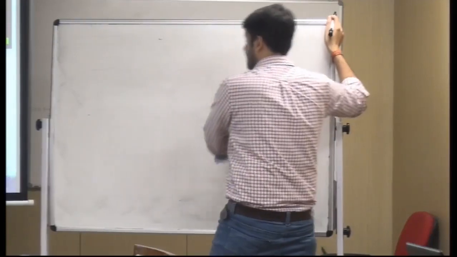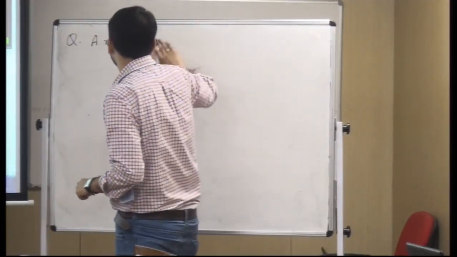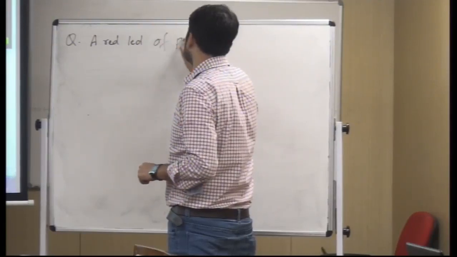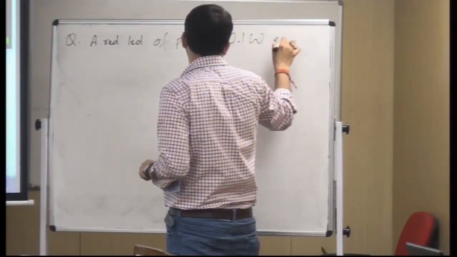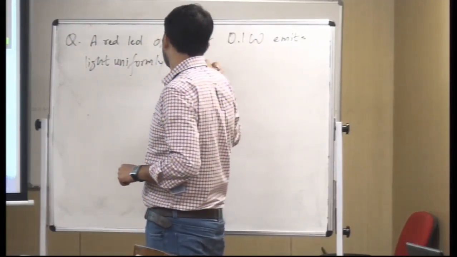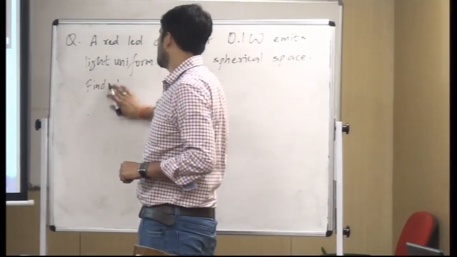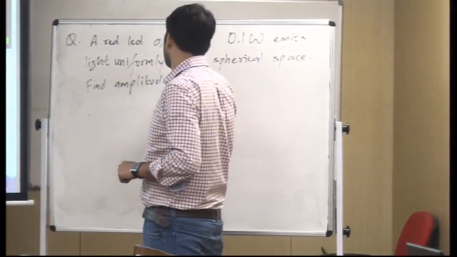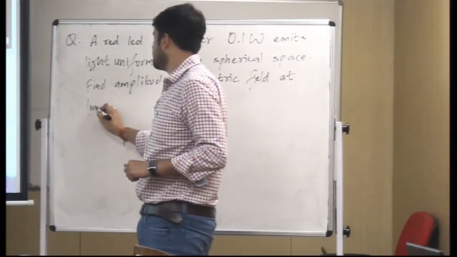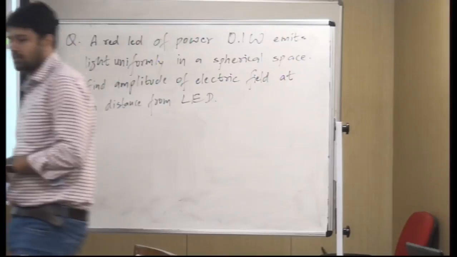One question, you need to identify the concept as well. The question is, a red LED emits power of 0.1 watt, emits light uniformly in a spherical space. Okay, find the amplitude of electric field at 1 meter distance from the LED.